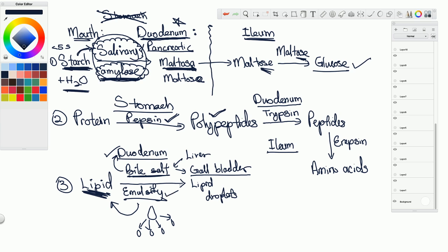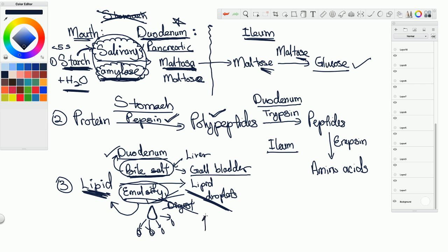Emulsify, the keyword is emulsify. Can you say bile salt digest? Wrong. Digest is wrong. You must say emulsify, which means physical digestion here. Okay, once they become lipid droplets, why do we want to break the bigger oil droplets into smaller lipid droplets?